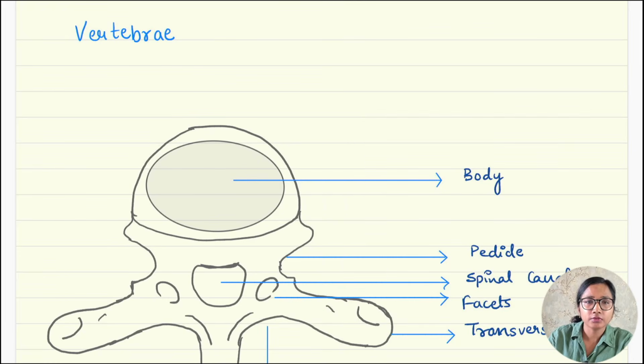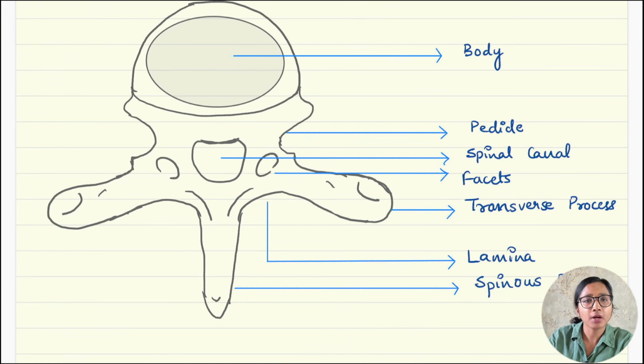If we talk about vertebra, this is a simple diagram showing parts of vertebra. So the anterior part is vertebral body. It is a solid part which is followed by pedicle. Pedicle connects the body with the transverse process. Transverse process is followed by lamina. Lamina is a connection between transverse process and spinous process. So the parts of vertebra are vertebral body, pedicle, transverse process, lamina and spinous process.